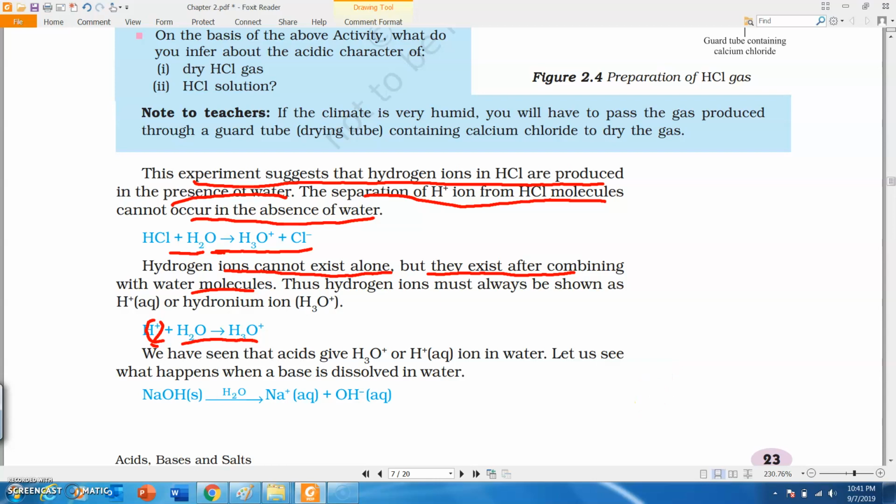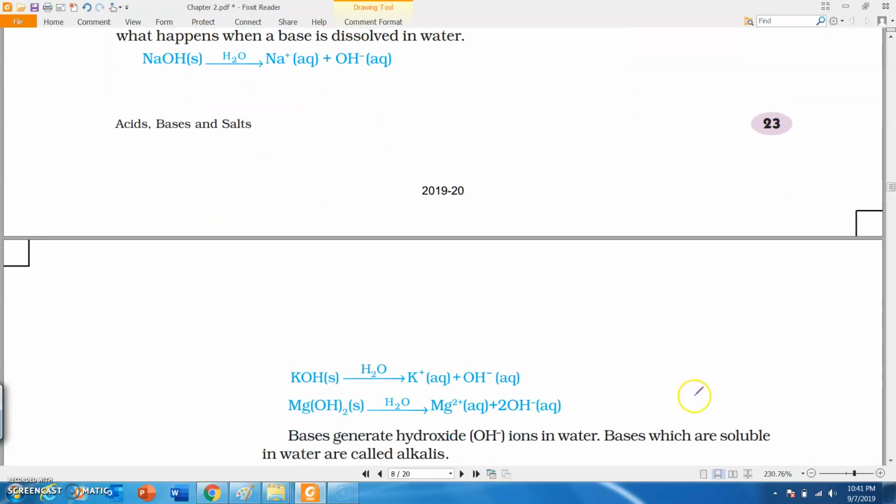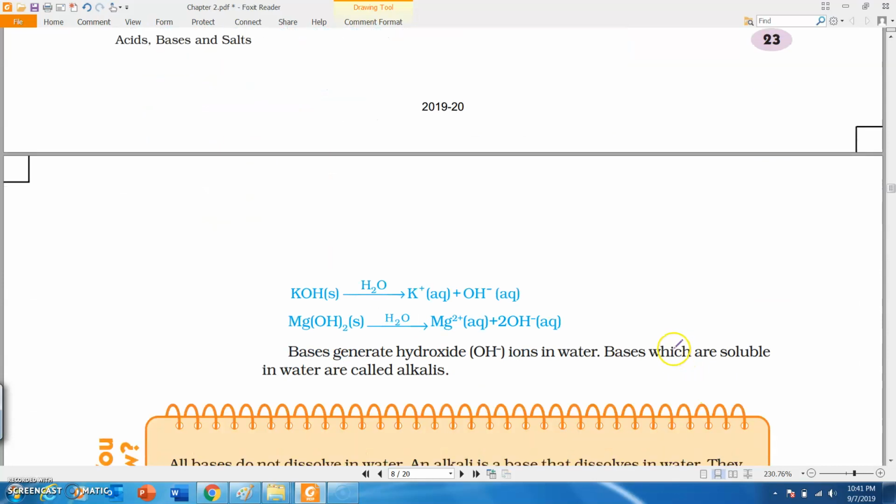Now, the same way, sodium hydroxide gives sodium ion and OH ion. We are taking the case of these bases. If we take potassium hydroxide, potassium ion and hydroxide ion are formed. If we take the case of magnesium hydroxide, magnesium ion and hydroxide ion are formed. Bases generate hydroxide ion in water, as in case of acid, hydrogen ions are produced.